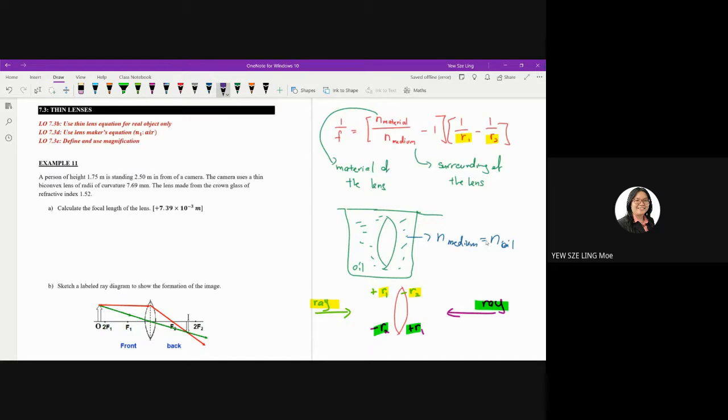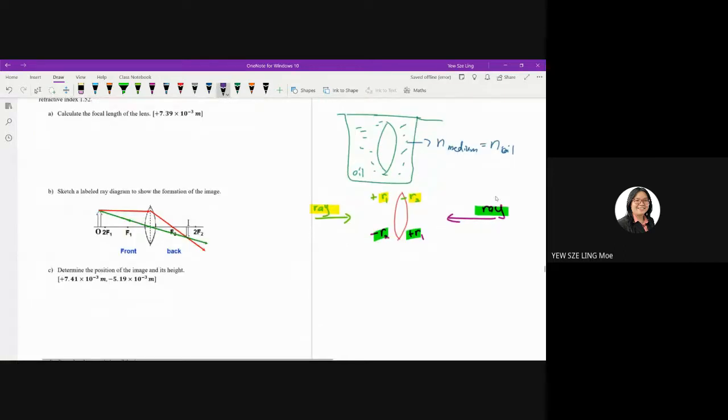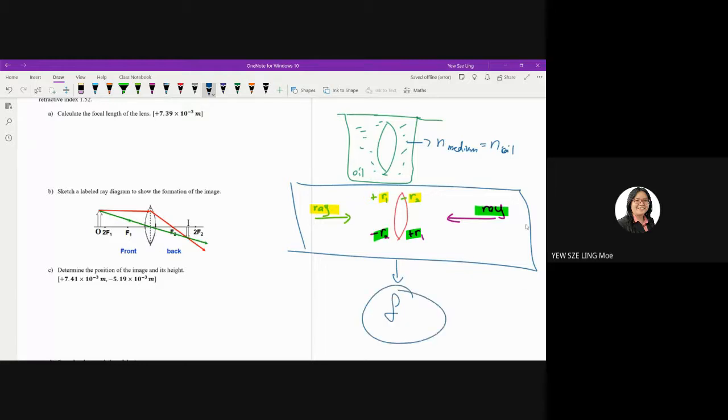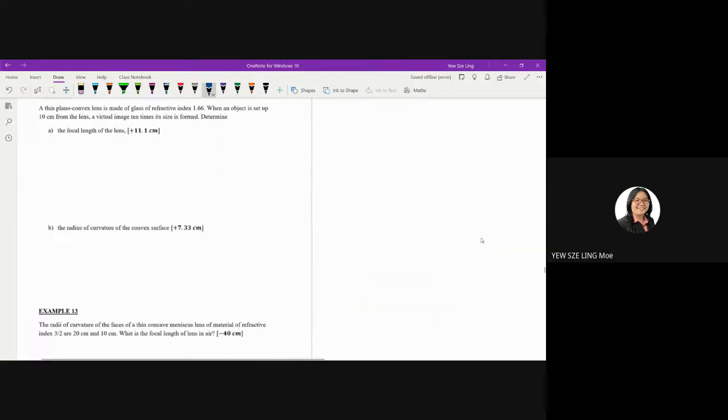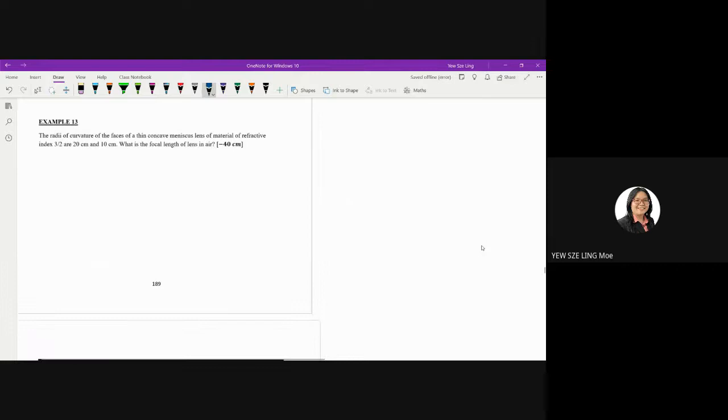So now let's try an example. Okay, let's proceed to example 13. Kita tengok example 13 dulu. We want to prove that where you put the object doesn't matter, because it's still going to give you the same F. Okay, the F is the same. So now let's look at example 13. Example 13, the radius of curvature of the faces of a thin concave meniscus.